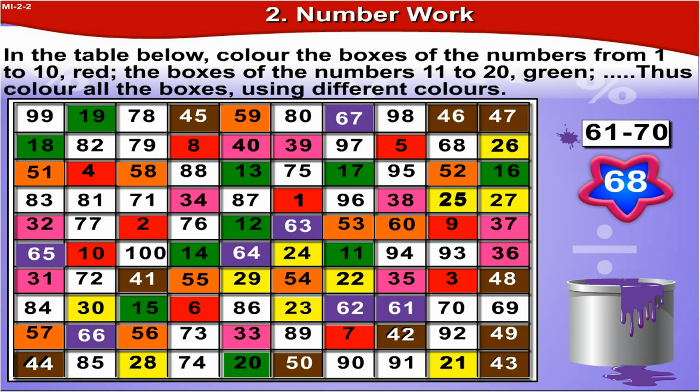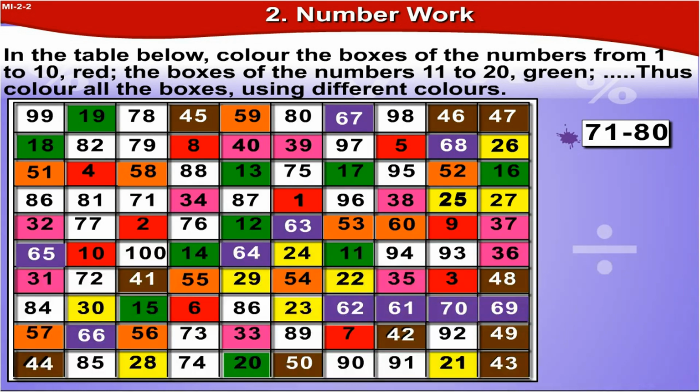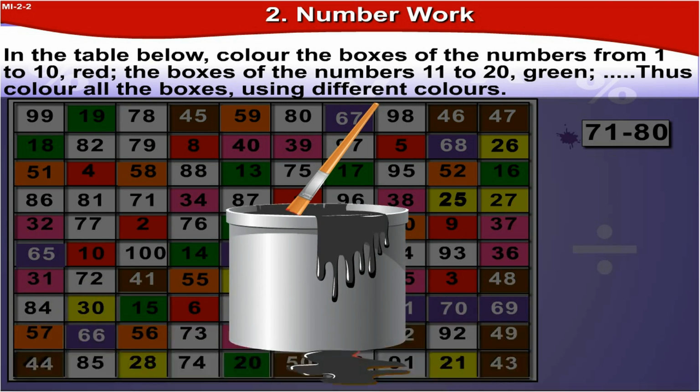Now let us look for number 58 and color the box containing 58 in purple. Let us add some purple color to the box containing number 59. But before that, find out number 59. Now, number 60. Let us color the box containing number 60 in purple color. Right. Now we'll locate numbers from 71 to 80 and color them gray.